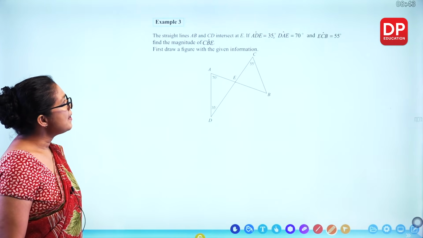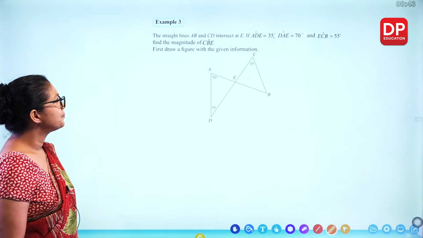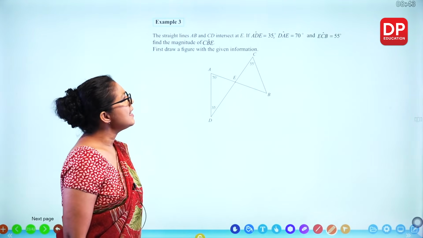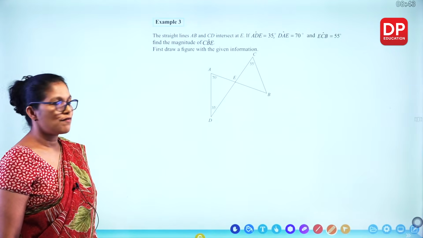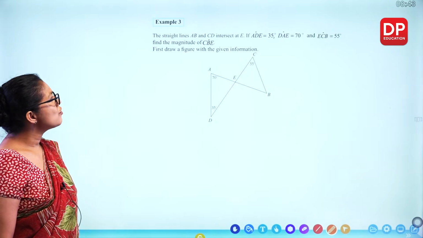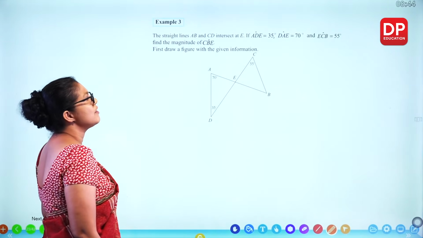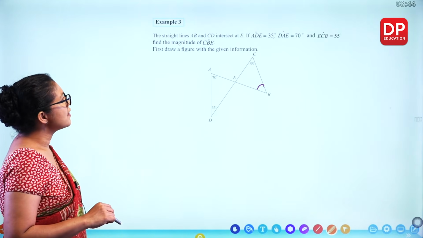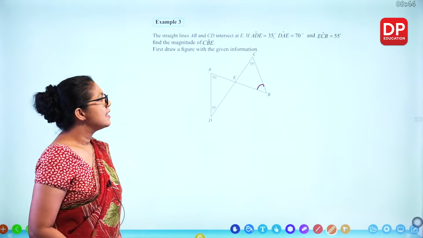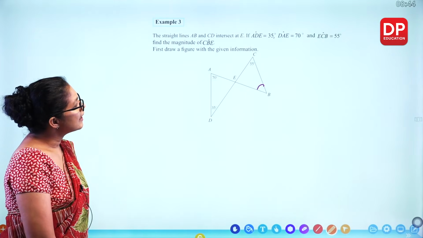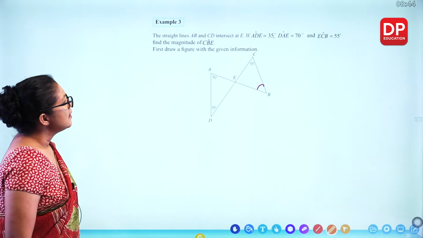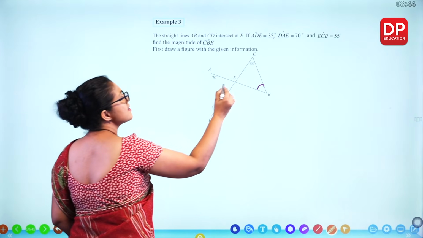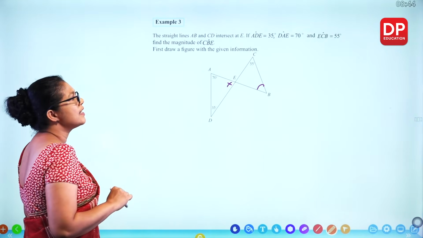Now we'll look at example number 3. The straight lines AB and CD intersect at E. ADE is given 35, DAE is 70 and ECB is 55 degrees. Find the magnitude of CBE. Which one is CBE? This angle. First, draw a figure with the given information already there. So here what can we see? When you look at these three angles here, first we can find this angle.